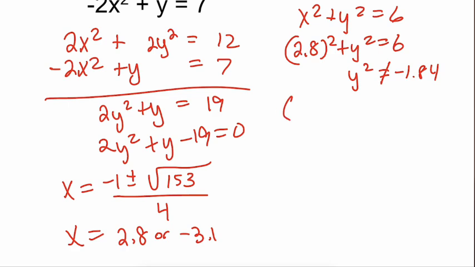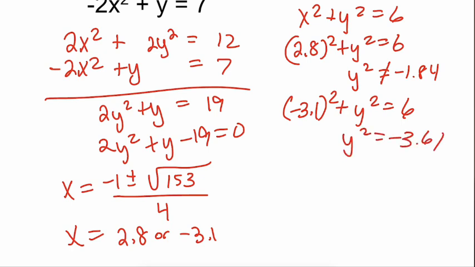Now, if we do the same exact trick for the 3.1, 3.1 squared is 9.61. We get that y squared is negative 3.61 again. We get another negative. So it just doesn't work. It just isn't a thing. So this one has no solution.